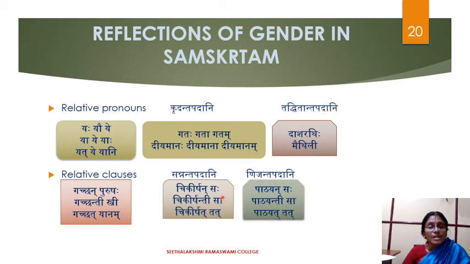Then sannanta padas, under that we have desideratives. There also we have gender markings. Kartum iccha is chikirsha, that is, desire to do is chikirsha. And from that we derive the verb chikirshati. And we also add shatru pratyaya to it: chikirshan saha, he who is desirous of doing; she who is desirous of doing; that which is desirous of doing. Chikirshan, chikirshanti, chikirshat. So here also gender is marked.